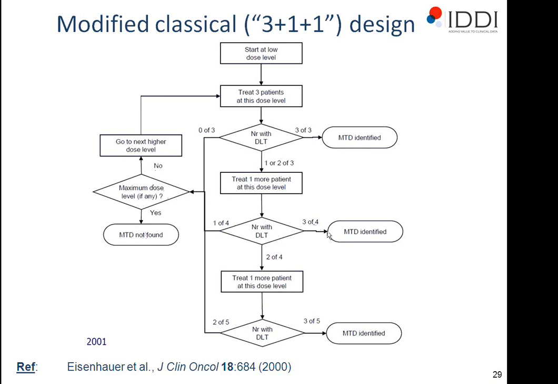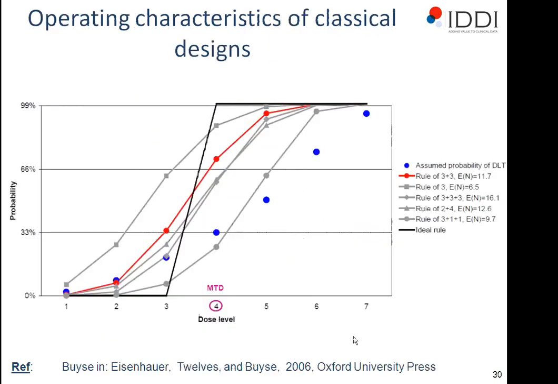Or if you see 3 out of 4, then you say, okay, I identified MTD. On the other hand, if you have 2 out of 4, you treat 1 more patient, and if you have 2 out of 5 DLTs, then you increase. If 3 out of 5, you stop and you identify your MTD. There are other modifications which aim at improving the properties of the 3+3 design, and here I have perhaps a little bit too complex slide which tries to explain some operational characteristics of these different modifications.